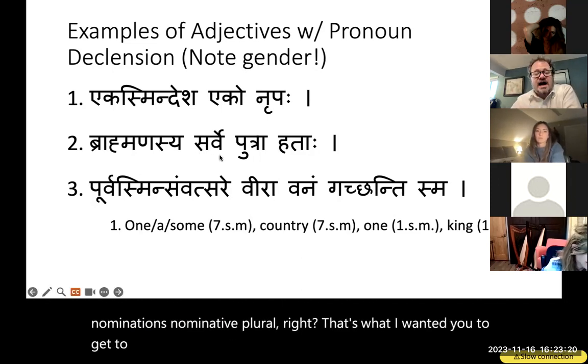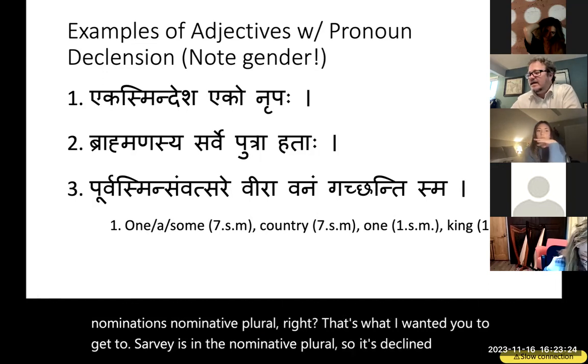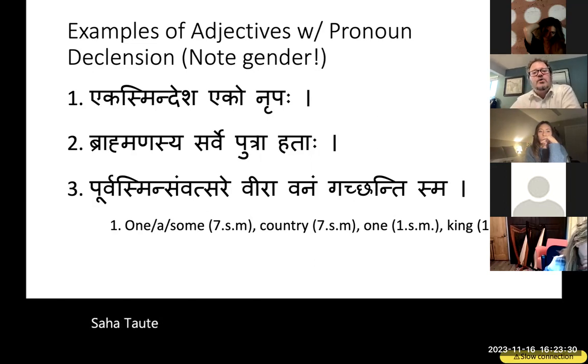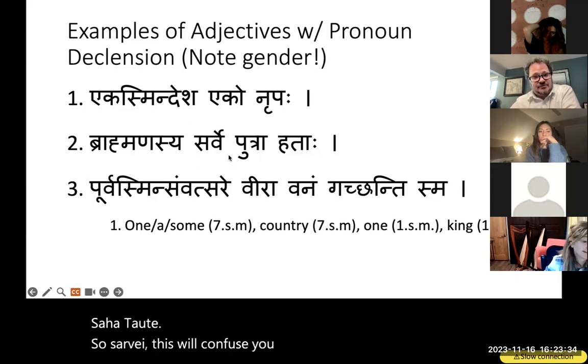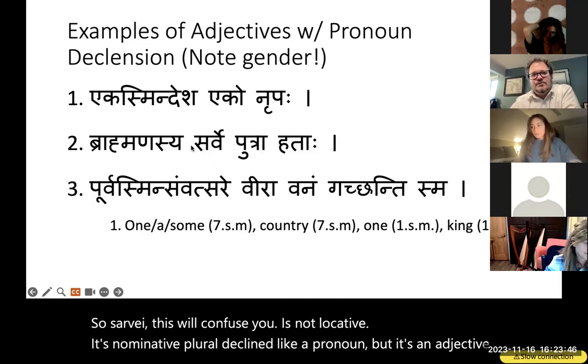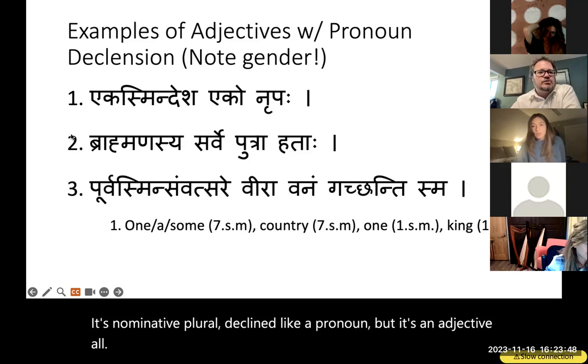Sarve is in the nominative plural. So it's declined masculinely, like the masculine pronoun, sah tau te. So sarve, this will confuse you, is not locative. It's nominative plural, declined like a pronoun, but it's an adjective. All the sons are killed. We have one word left. What's that one last word doing?